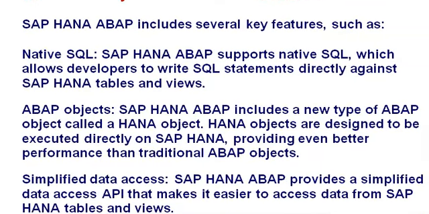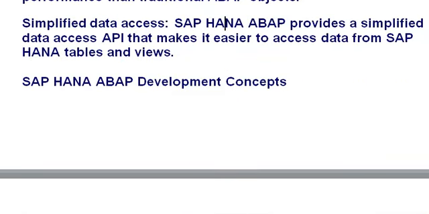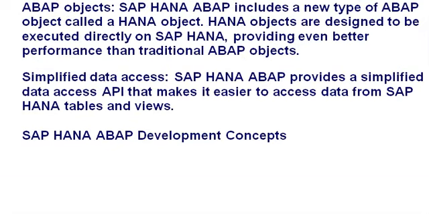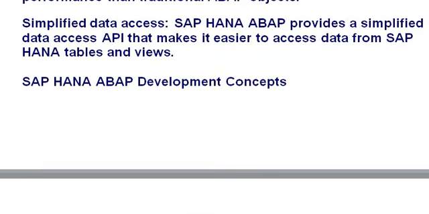HANA objects are designed to be executed directly on SAP HANA, providing even better performance than traditional ABAP objects. Simplified data access. So SAP HANA provides simplified data access APIs that make it easier to access data from SAP HANA tables and views.